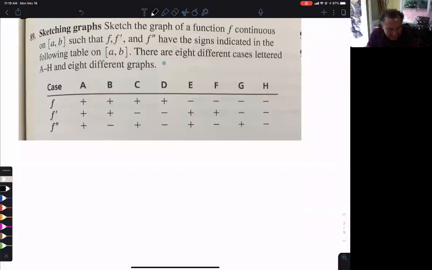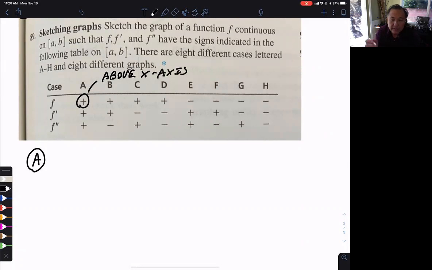So this is number 89 from chapter 4, section 2. They want us to graph a bunch of graphs, but once we get the hang of these, you won't need all of them. So we're gonna do case A. Case A, f is positive. What does that mean? It's above the x-axis. Positive functions are above the x-axis.